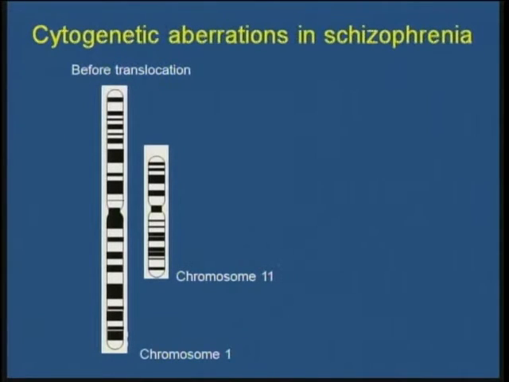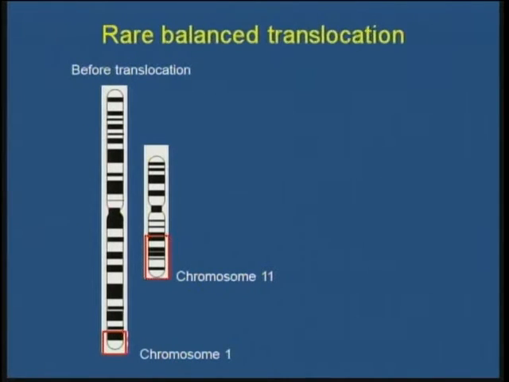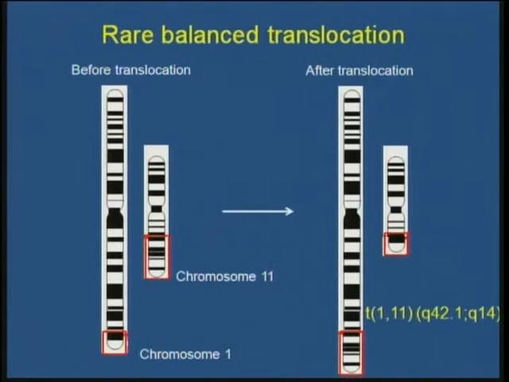One of the most interesting cytogenetic aberrations in schizophrenia is a balanced translocation between chromosome 1 and chromosome 11. You can see here that the tip of chromosome 1 is replaced with the tip of chromosome 11 in a balanced translocation, so there's no loss of DNA during the translocation process. So this tip of 1 is transferred to the end of 11, and the tip of 11 is transferred to the end of 1.